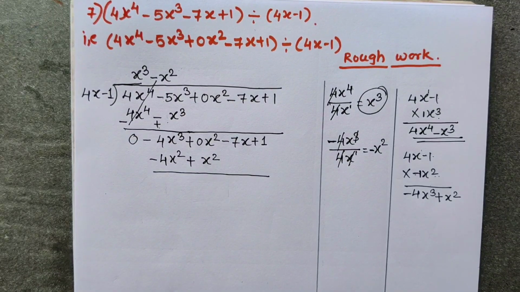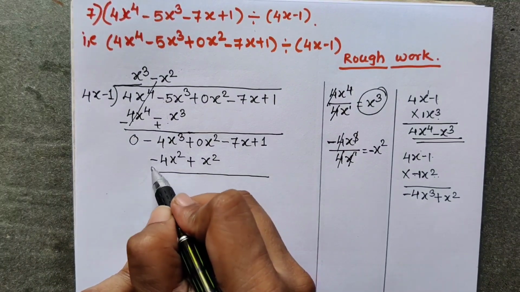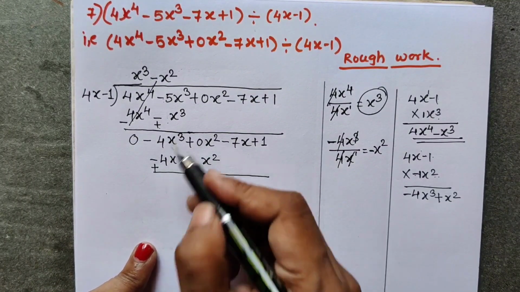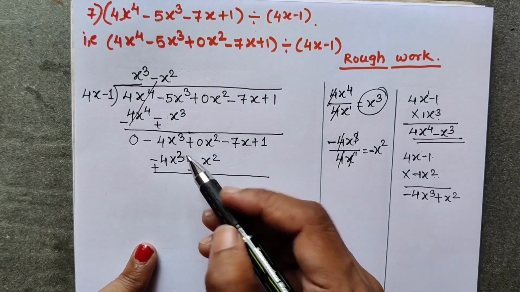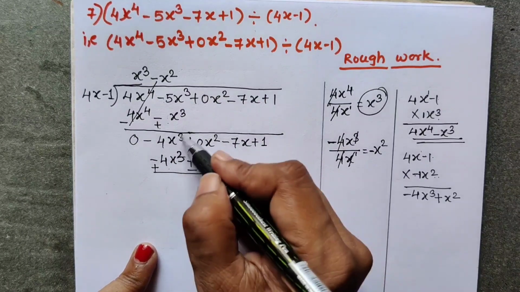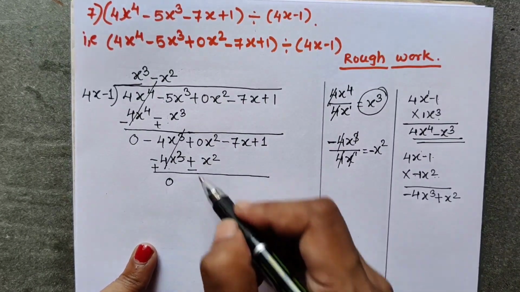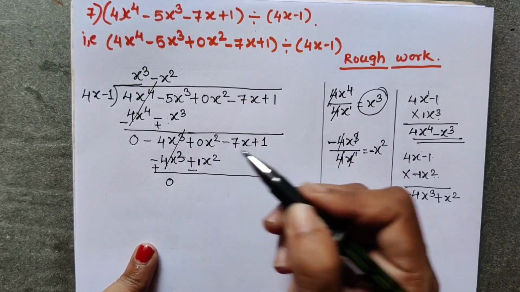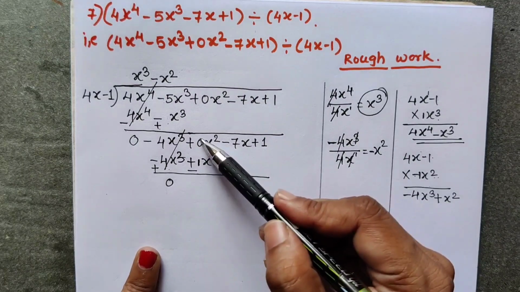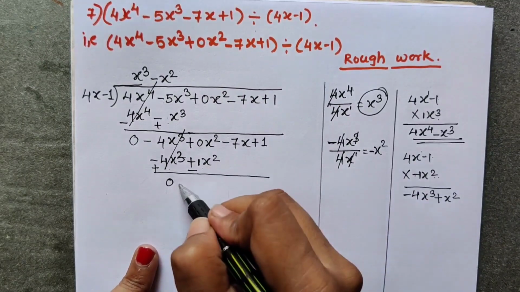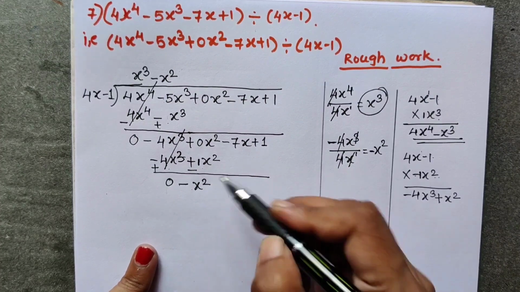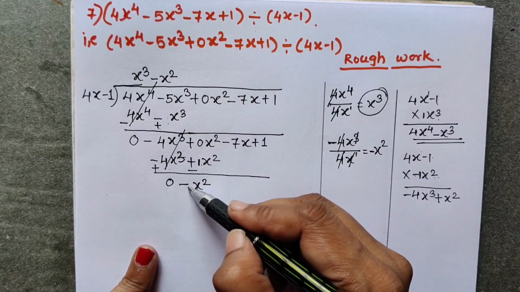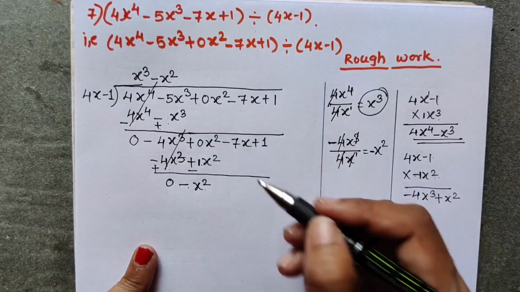Now solve, calculate. This becomes plus, this becomes minus. Plus 4x cube, sorry, here it is cube. 4x cube minus 4x cube plus 4x cube, 0. Here nothing is there means 1 is there, coefficient is 1. 0 minus 1 is minus 1. 1 we don't put the coefficient, x square. Okay, 0 minus 1 is minus 1 and x square as it is we have to write.